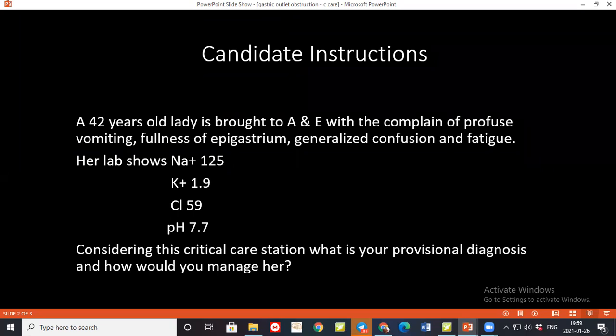First, I'll start resuscitating the patient: two large bore IV cannulas, sending urine and electrolytes. According to what protocol would you manage your patient? Ma'am, I'll manage the patient according to the CREST protocol.